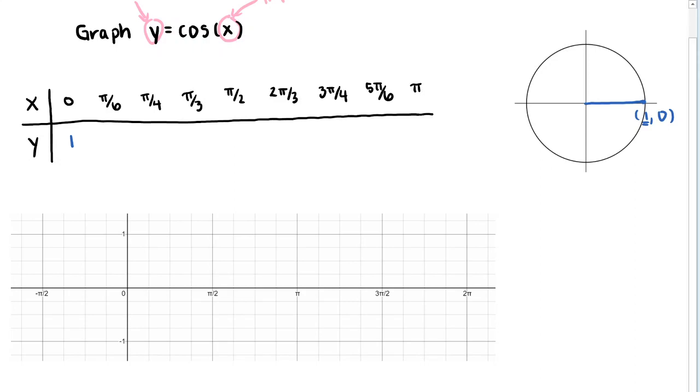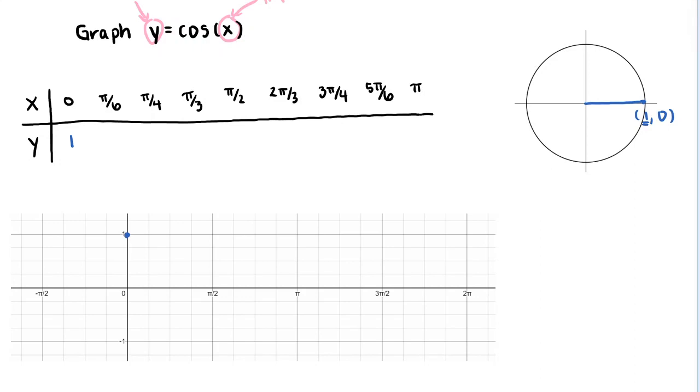I know that's really confusing, but as we go through this, I think you'll start getting more of a hang of it. What this is saying is that at an angle of 0, we get a y value of 1, an output value of 1. And so the point 0, 1 is on our graph of the cosine function.